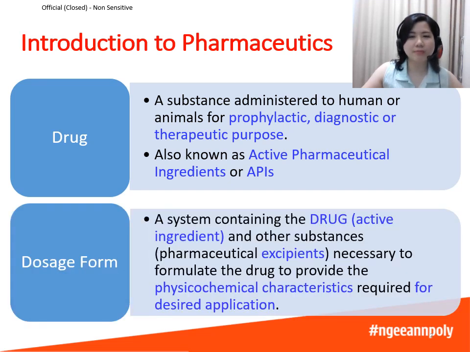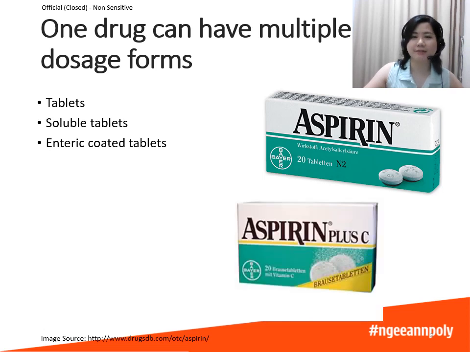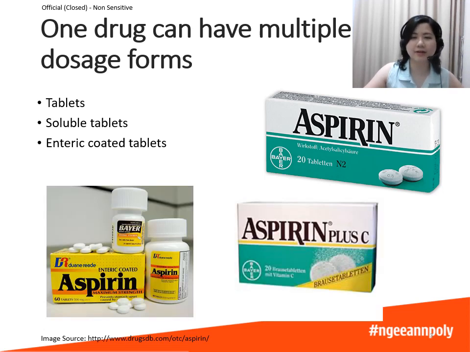A dosage form is a system that delivers the drug or active ingredient. Besides the drug, the dosage form also contains other substances called excipients which impart desired properties to the dosage form. One drug can have multiple dosage forms. For example, aspirin is commercially available as normal tablets, effervescent tablets, and enteric-coated tablets.